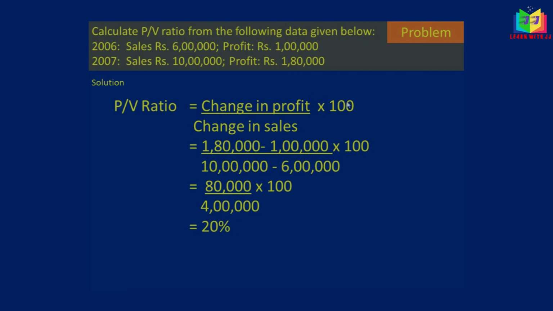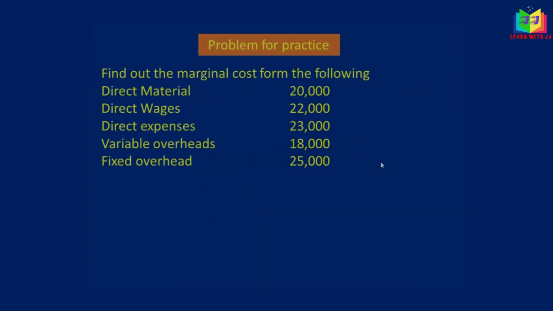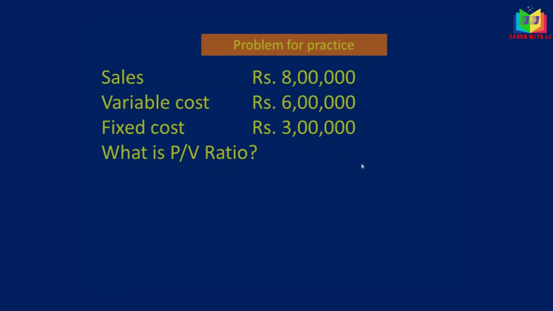I hope now you are able to calculate this marginal cost and PV ratio, right? I have given you problems for you to practice, under the 3 methods. You just work out the problems and comment the answers.